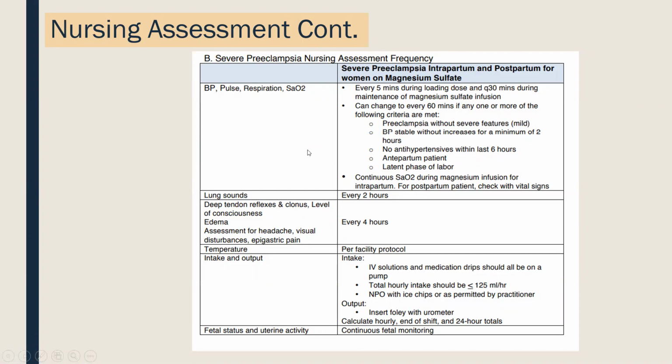We also need to be looking at hourly intake and output, so strict I&O. We need to be looking at lung sounds every 2 hours, and our reflexes every 4 hours. The reason we're doing our reflexes is because we will lose our deep tendon reflexes before we lose our drive to breathe. So we want to make sure that A, they're not brisk and she's not at risk for seizing, and B, that they're not absent and at risk for magnesium toxicity.